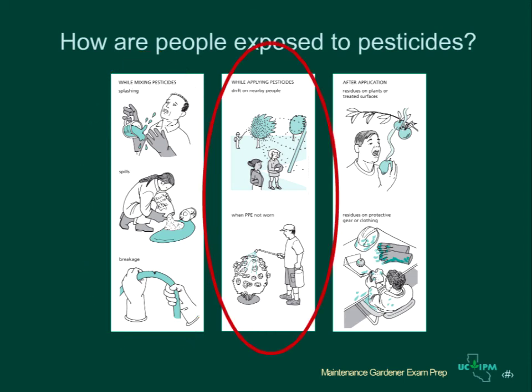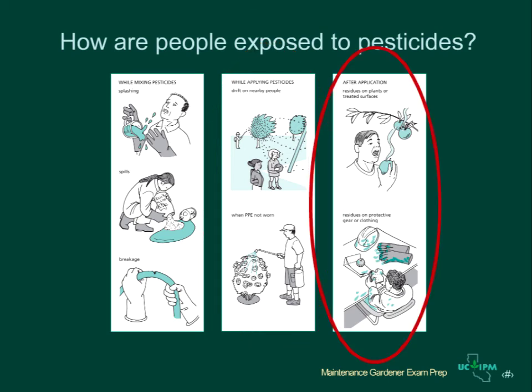During application, people can be exposed through drift. Applicators expose themselves if they don't wear the proper protective equipment. After the application is completed, residues on plants or treated sites may pose hazards. Residues on protective gear or clothing can cause injury to applicators if the equipment is not handled properly.